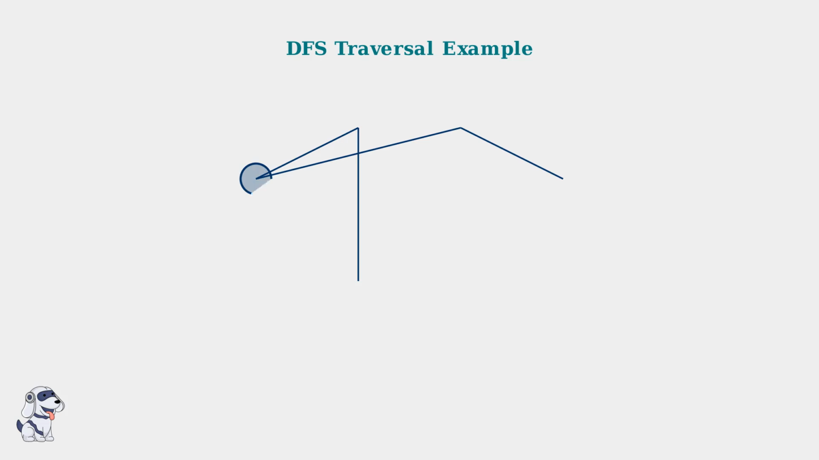We'll start at node A and watch as DFS explores as deeply as possible before backtracking. Notice how it commits to one path completely before exploring alternatives. Starting at node A, DFS first explores the path to B, then continues deeper to D. Only after fully exploring this branch does it backtrack and explore the path from A to C and finally to E.